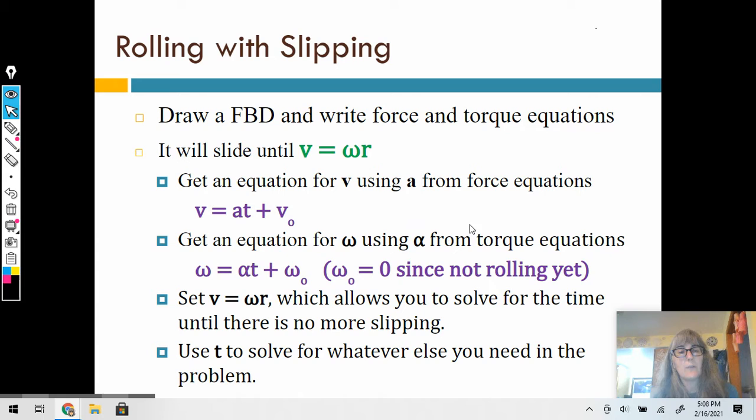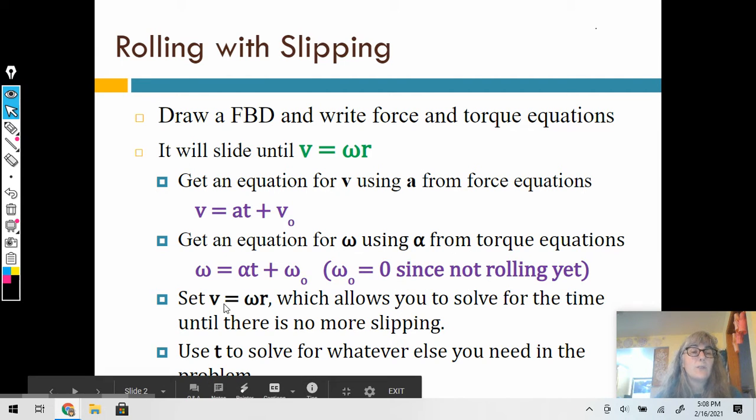Then, from your torque equation, you're going to get an expression for alpha. This is different than we've done before. Usually we use alpha is equal to A over R, and then our R's cancel and stuff. Here, we're actually going to solve for alpha. And then once you have alpha, you're going to plug that into the rotational version of that same equation. Omega is equal to alpha t plus omega 0. But omega 0 is 0, since it isn't rolling yet, it was just sliding.